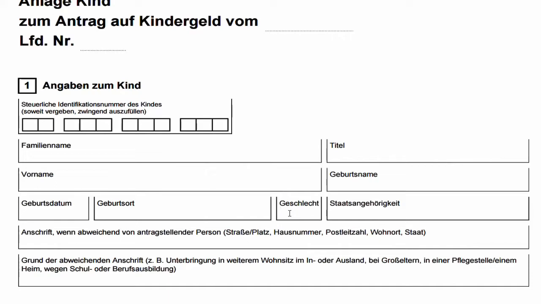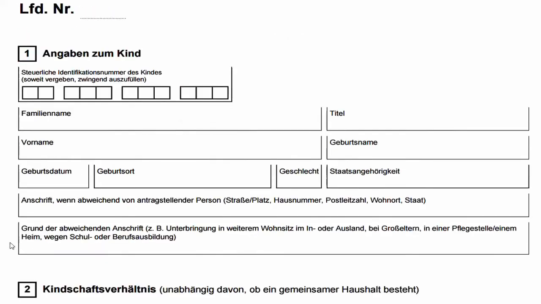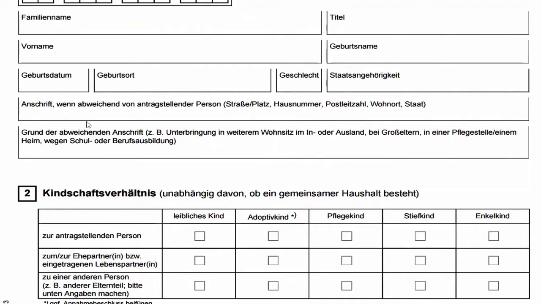If it is a male, you write männlich or M. If it is a female, you write weiblich or W. Here you write his or her nationality. Here you write the address of the child if this address is different from the address of the applicant.